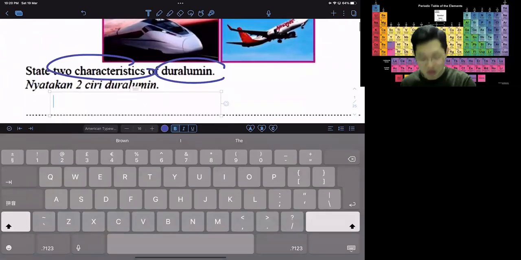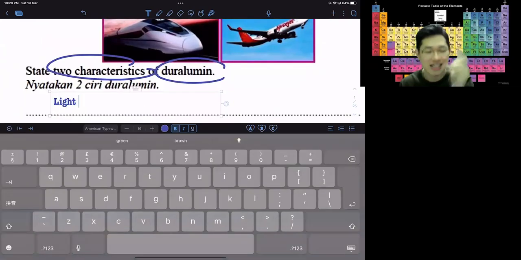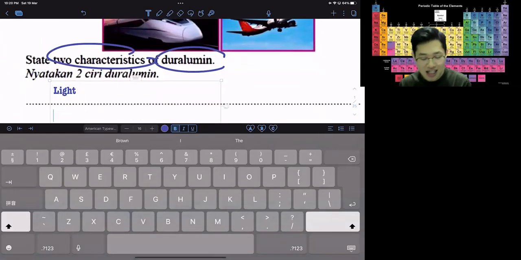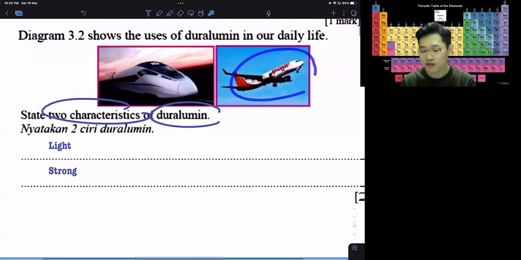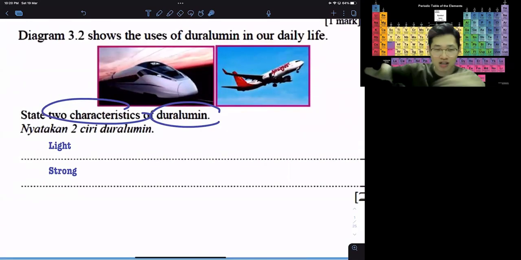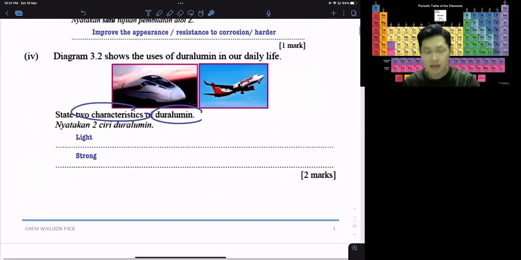So why do we use duralumin? Because duralumin is light. Okay, it is strong. It is hard. It has high resistance towards corrosion. Yes, correct. An aeroplane has to fly in the sky. My God, there is water vapor, this and that. So it must be something with high resistance to corrosion. You just put everything in.